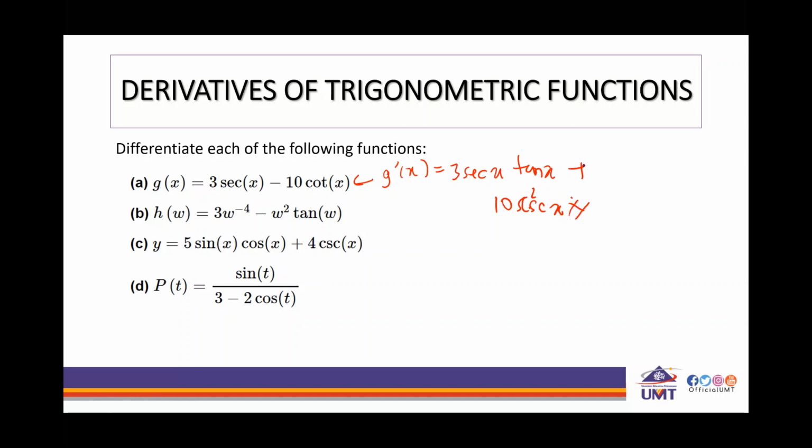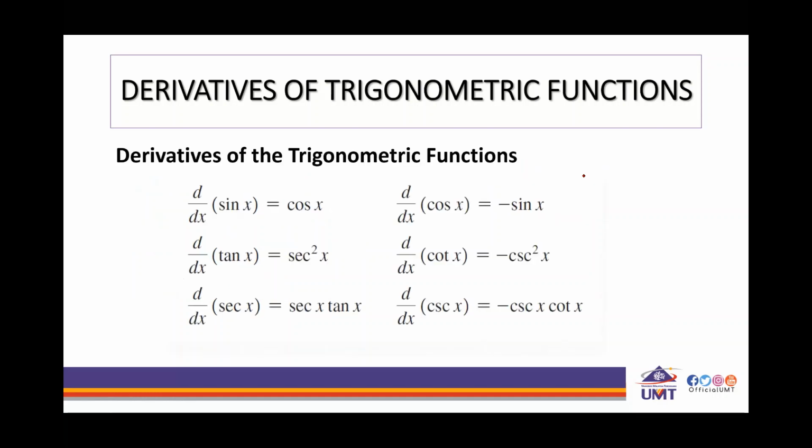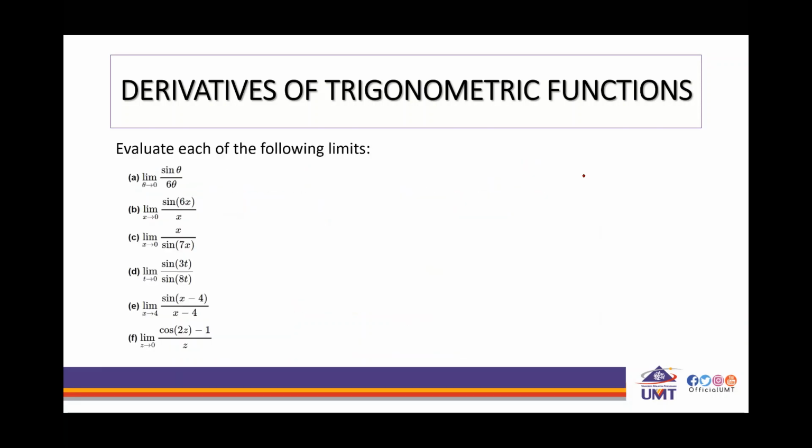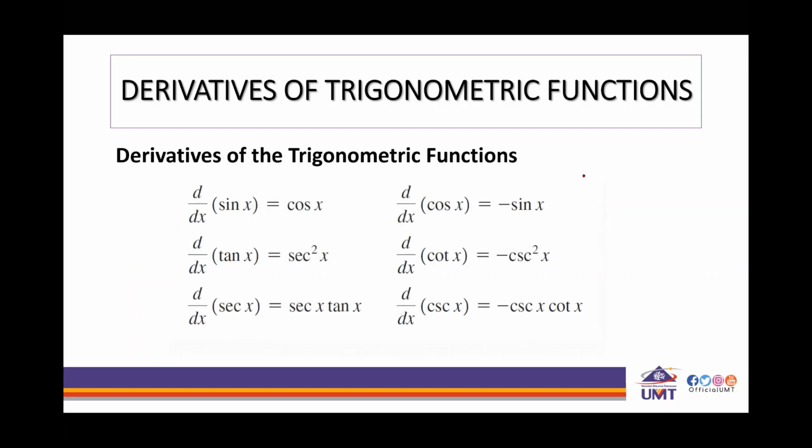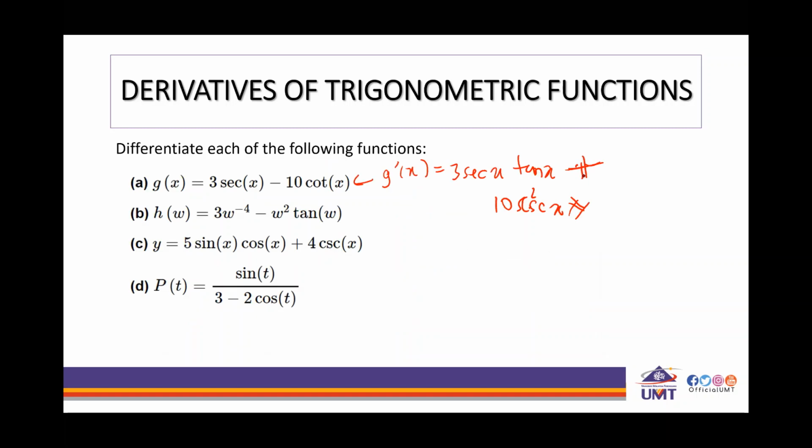How did I get this? Doctor, how did you get this? No problem. Just put in these equations. The derivative of secant x is secant x tangent x. The derivative of cot x is negative cosine squared x. So you just put your formula from here to here, then you can answer the question.